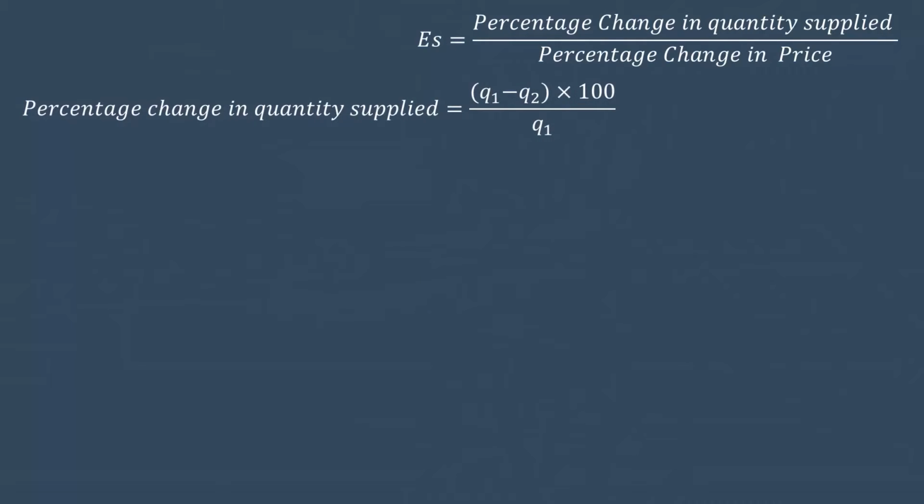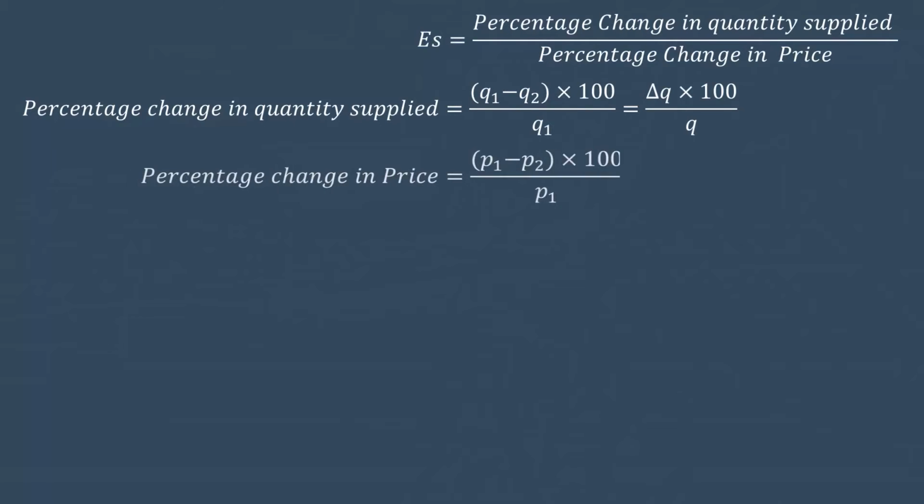Percentage change in quantity supplied is Q1 minus Q2 multiplied by 100 over Q1. This can be written as delta Q times 100 over Q. Percentage change in price is P1 minus P2 multiplied by 100 over P1. This can be written as delta P times 100 over P.